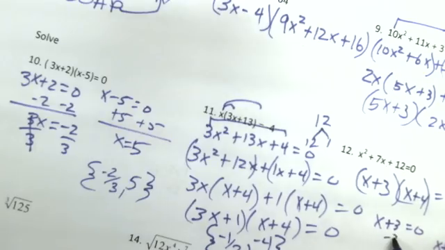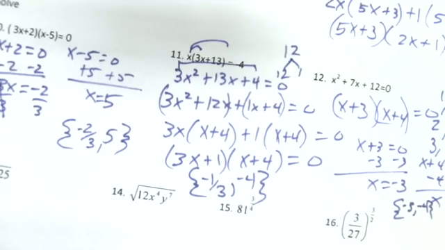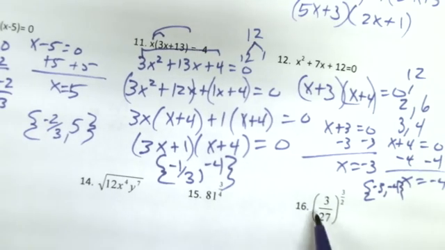I get x equals negative 3 and x equals negative 4. And again, we put them in the fancy brackets that remind us that that's a list of answers. Negative 3 and negative 4.